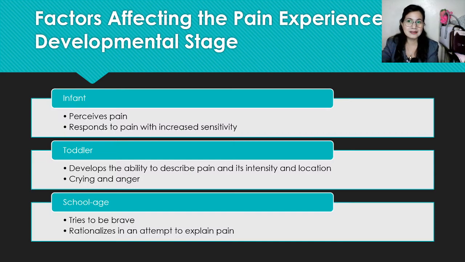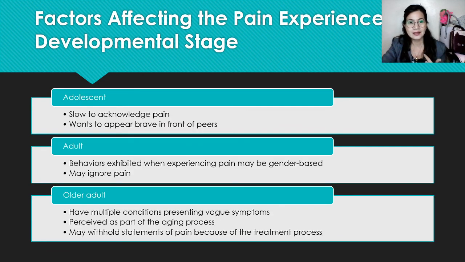In terms of developmental stage, let's take a look at the infant. Infants can perceive pain. They respond to pain with increased sensitivity. Toddlers develop the ability to describe pain, its intensity, and its location. They also cry and get angry. School age children try to behave. They try to reason out and rationalize in an attempt to explain why there is pain. Adolescents are slow to acknowledge pain. They want to appear brave in front of their peers.